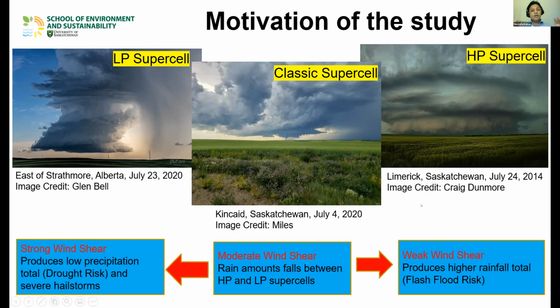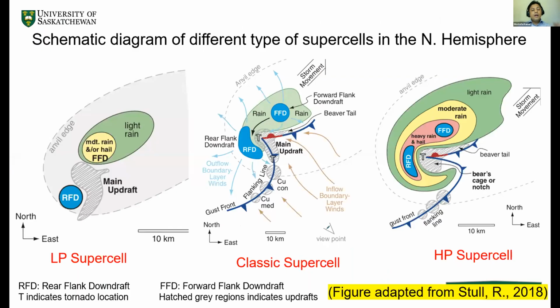These 3 different types of supercell are interrelated, because under very strong wind shear, low precipitation supercells dominate. Under medium wind shear, classic supercells, and under very low wind shear, it's HP supercells. These three supercells also differ in their characteristics, as you can see from the schematic diagram: a very simple structure for the low precipitation supercell with very light to moderate rain, and then the middle panel classic supercell and the HP supercell.